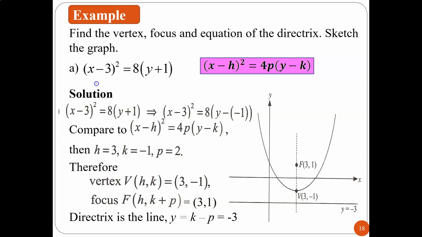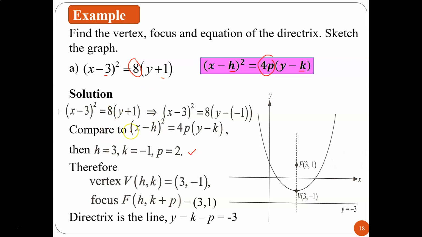So what happened from there, you boleh tengok lah, what is your h? Your h equal to 3. Kita compare there, this one and this one. H equal to 3. And your k, sini y plus 1, sini y minus k. So you know your k is negative 1. Terus dapat by comparison. And 4p equal to 8. So you know p is equal to 2. That's why I get this one. Cepat je.